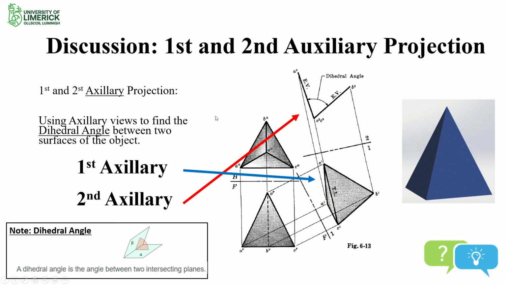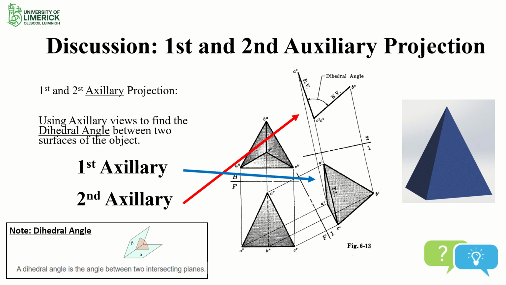So before we were just dealing with basically a first auxiliary projection, so one additional view to help us find, let's say, our true length or our true shape. Now we're going to be bringing in our second auxiliary view, which for this case is going to be helping us find a dihedral angle. And if any of you are not sure what a dihedral angle is, it's the same thing as a true angle. So it's the official angle basically between two surfaces or two lines.